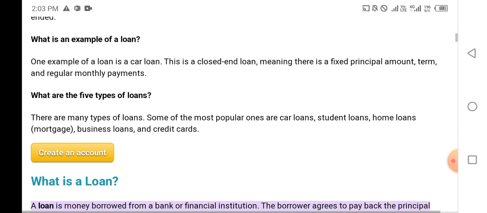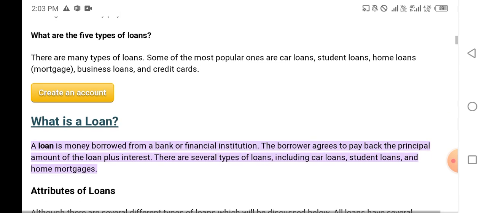What is an example of a loan? One example of a loan is a car loan. This is a closed-end loan, meaning there is a fixed principal amount, term, and regular monthly payment.